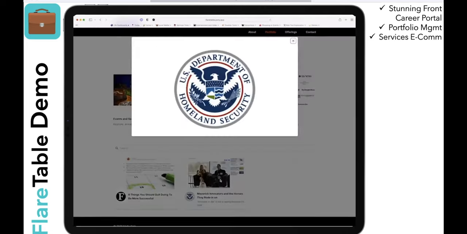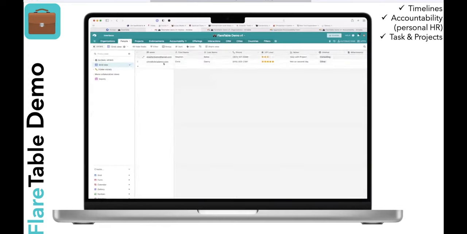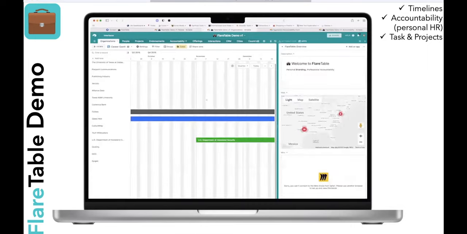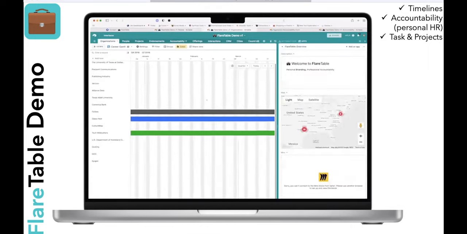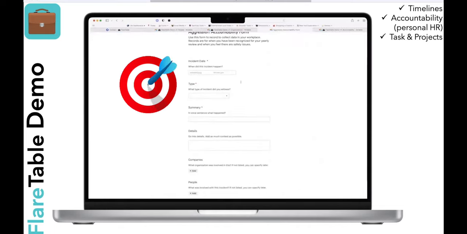She could put the current project she's working on, but more importantly, she could come in here and see her career and log anything out. So when I say log anything out, this is where I think FlareTable really made a huge difference for her. Because what we did was we created a form called the Accountability Engine. So what this is, it gave Molly the ability, anytime anyone said or did anything to her that made her uncomfortable, to be able to log it.